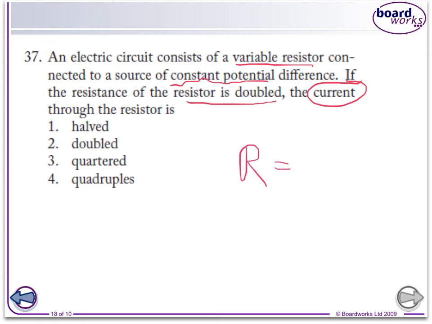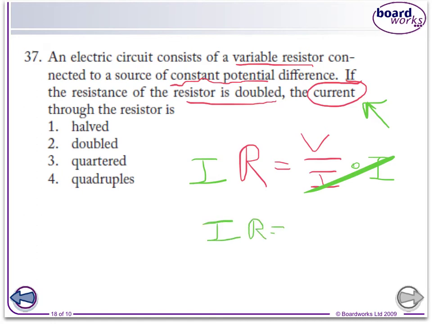V equals I R. Because I want to see what's actually happening to the current, I want to manipulate the equation to get current by itself. This crosses out, then I have I R is equal to V. Then I'm going to get it by itself by dividing both sides by R. The R's cross out, and that gets me that I is equal to V over R.